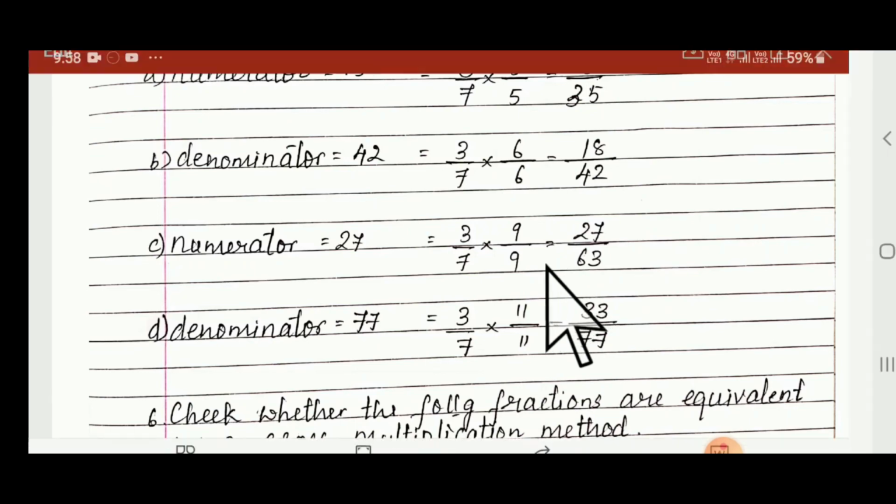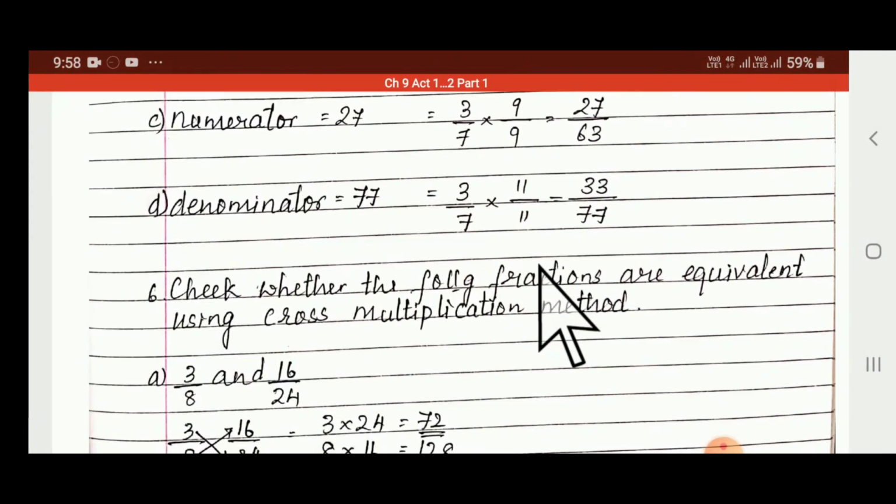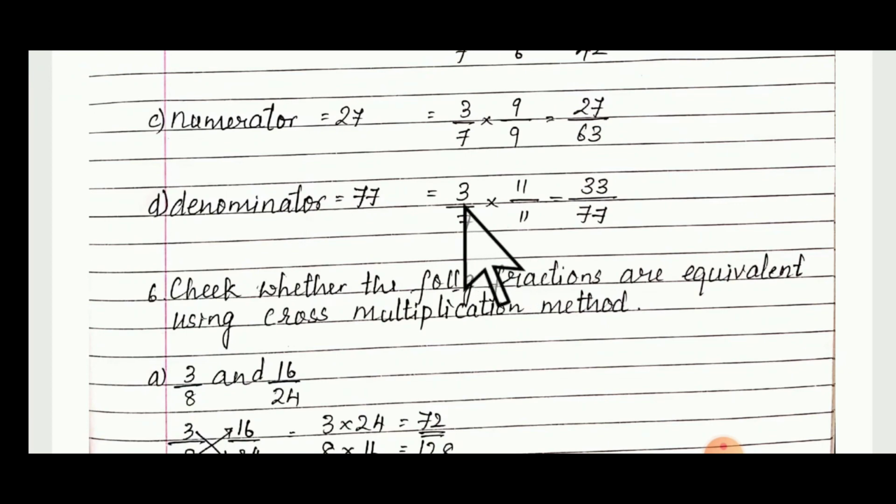Then denominator is 77 given, and even the fraction 3 by 7 is given. Into how much if you keep, so that you get 77 as denominator. 7, how many is 77? 7 11s are 77, place 11. 3 into, how many is 33? 3 11s are 33.